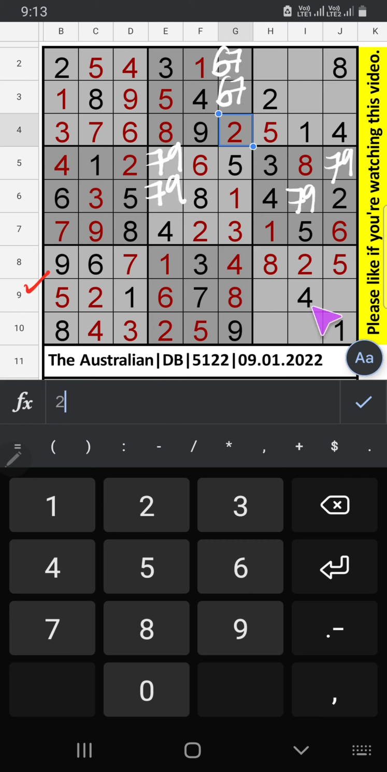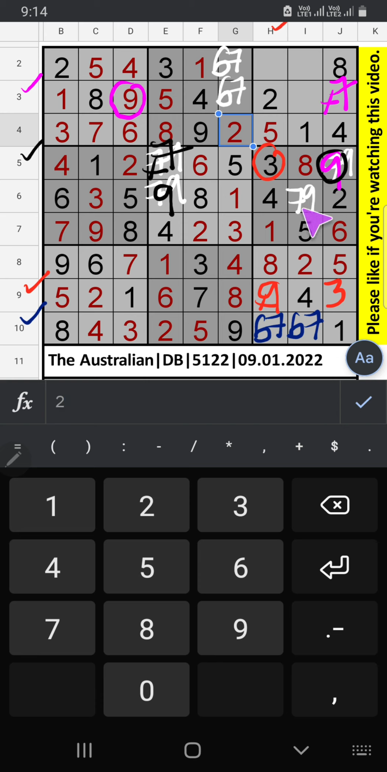Ninth row, 2 numbers are remaining, 3 and 9. Column H, we have 3. So 3 can't come in this cell. 3 is confirmed here. Then 9 is here. 10th row, 2 numbers are remaining, 6 and 7. We will confirm later. Third row, we have 9. So 9 can't come in this cell. Then 9 is confirmed here. Then 7 is here. Fifth row, we have 9. So 9 can't come in this cell. Then 9 is confirmed here. Then 7 is here. Here 7 is confirmed.